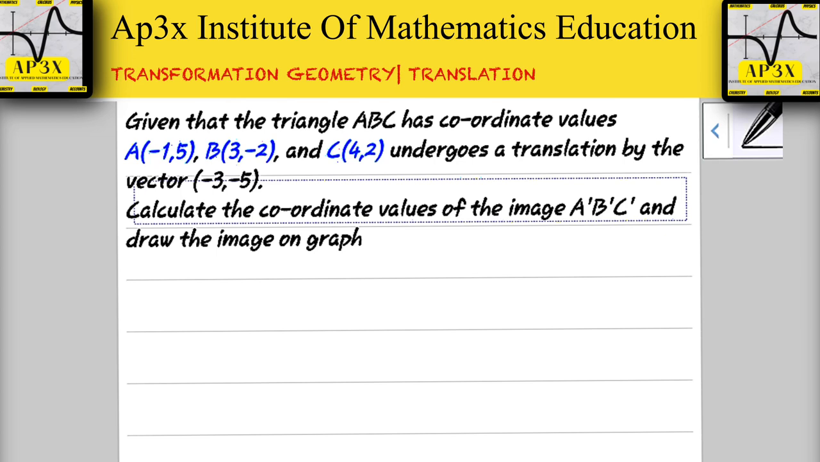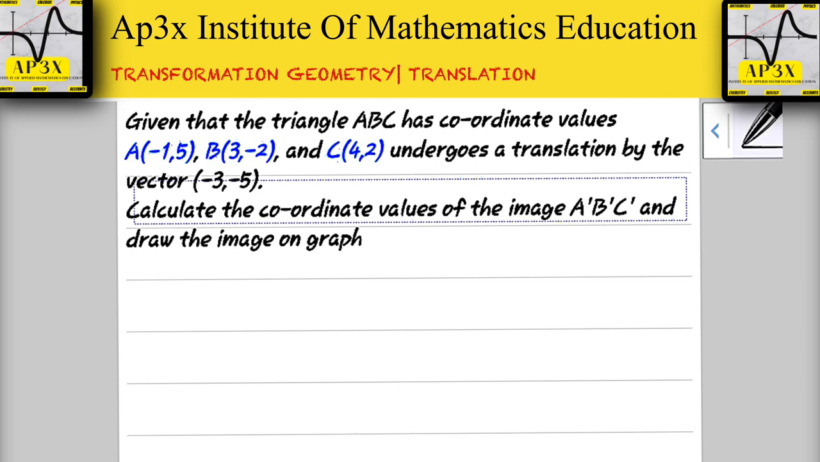Now, this triangle undergoes a translation by the vector -3, -5. Our task is to, 1, calculate the coordinate values of the image A prime, B prime, C prime, and of course we're going to be drawing the image on the graph.